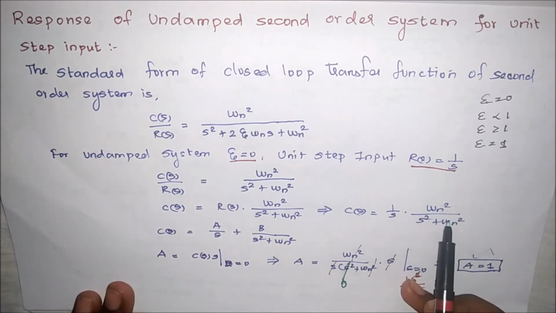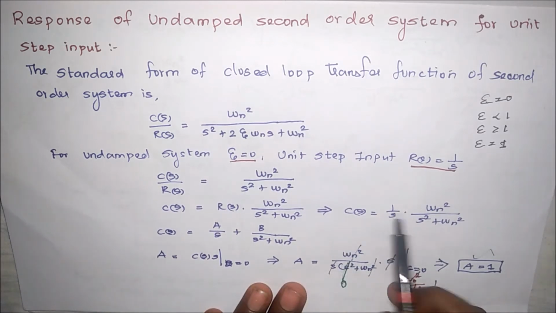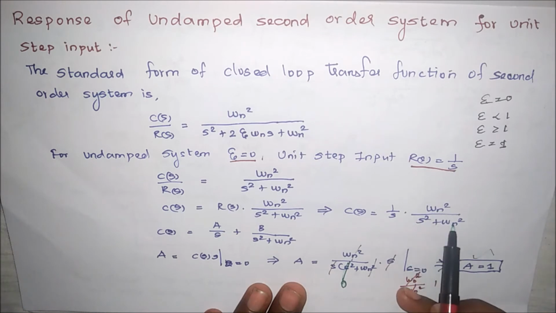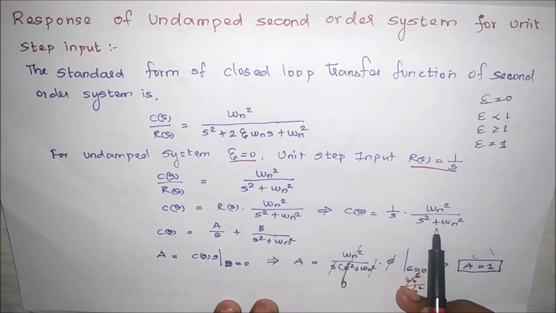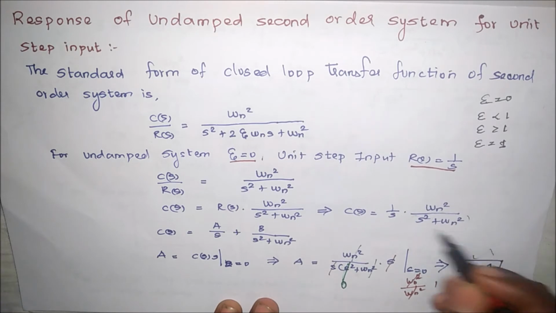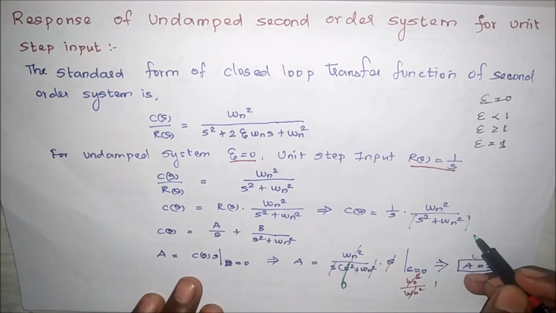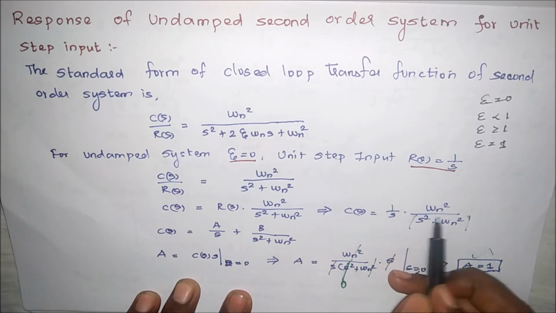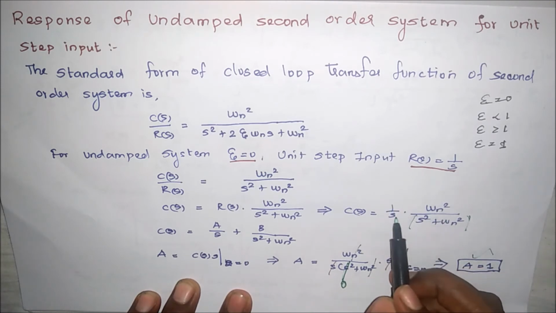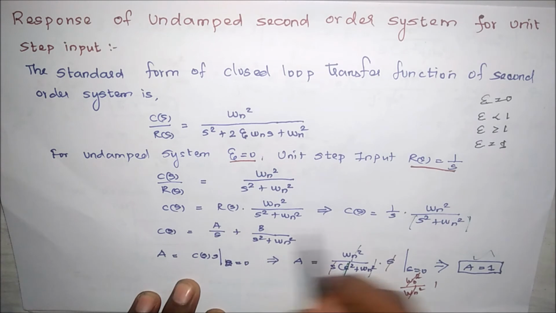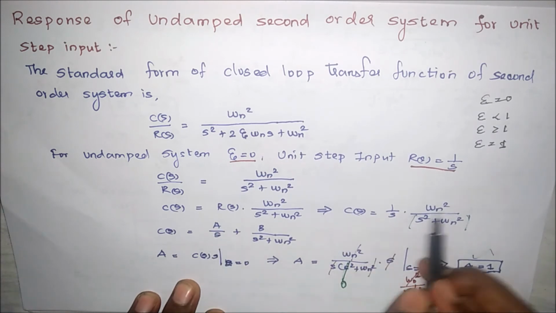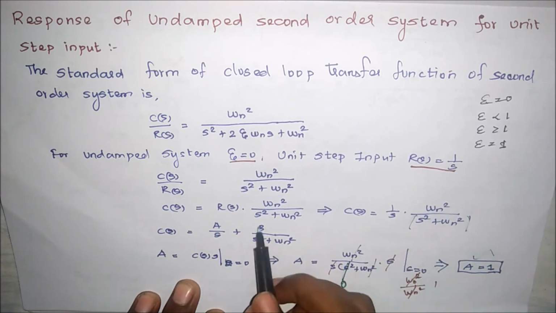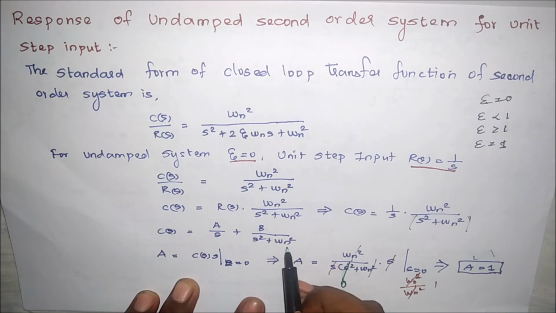To convert this into standard form, we have to apply partial fraction. So we see in the denominator there are two roots. This is s plus something we can say. Therefore, there are two roots here. So if the structure is like this, while applying partial fraction, first we have to separate these two poles. So now for s we can consider a by s. For this term we can consider b by s square plus omega n square.